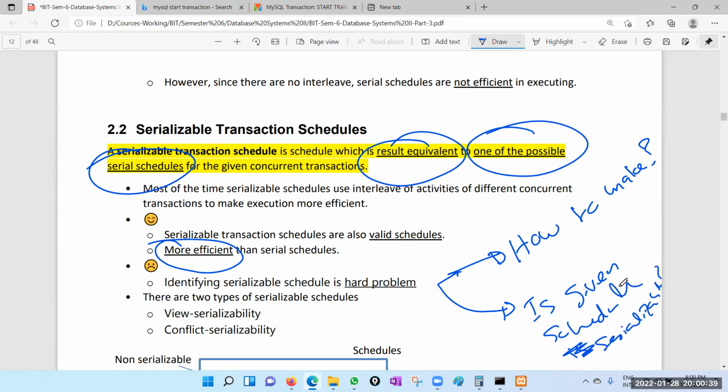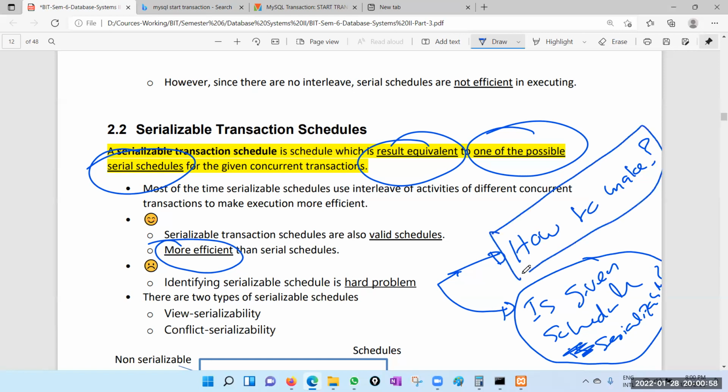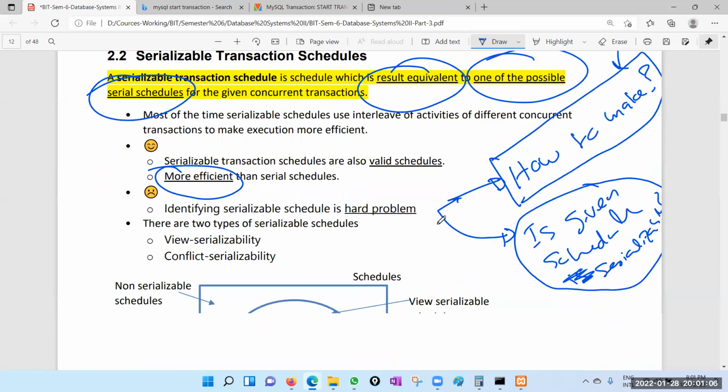That means checking whether it is equivalent to a serial schedule, after the schedule has been made. So first we are going to discuss this: when you are given a schedule, check whether it is serializable, which is the easier task. Then we are going to discuss how to make a serializable schedule. Okay. Right. So let's do the first one.